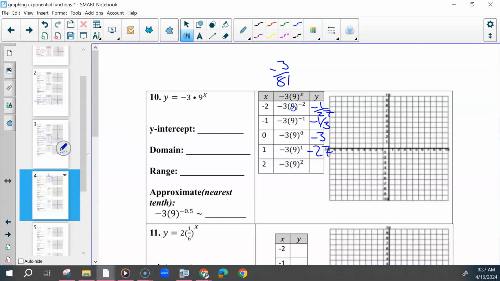What would that give us? Negative 3 times 9 squared. Negative 243. So really you can only just graph the first 3, but that's okay. One more, what's our y-intercept here? 0, negative 3. Brian, what's the domain?